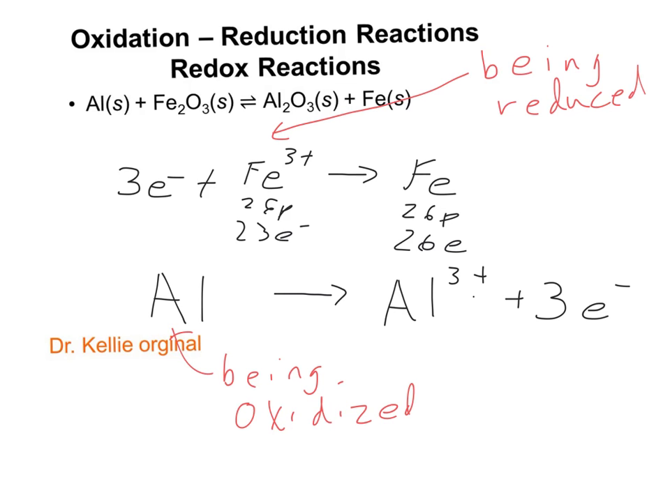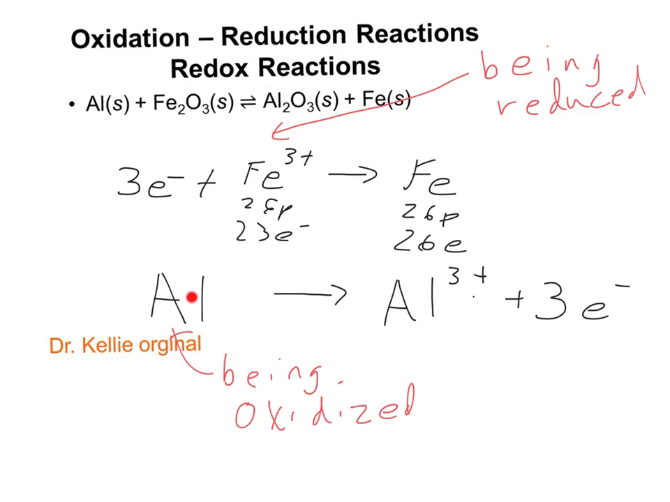The process of gaining electrons in a chemical reaction is referred to as reduction. Why? Because the charge of the atom winds up being reduced, right? We had iron here at 3 plus, and when it gained the electrons, it went to a charge of 0.